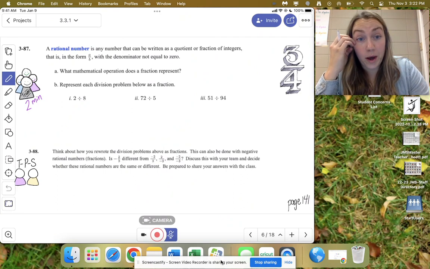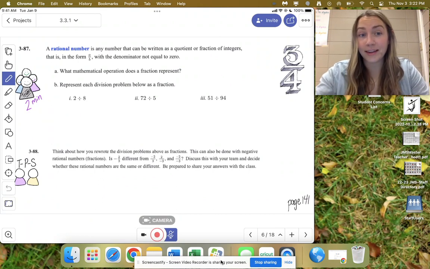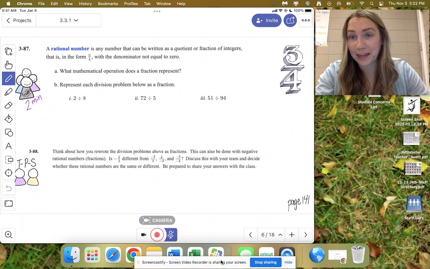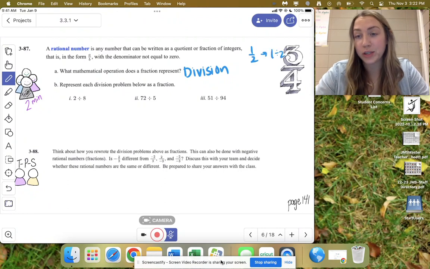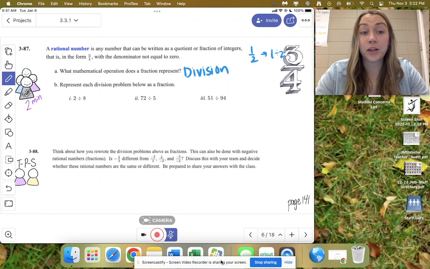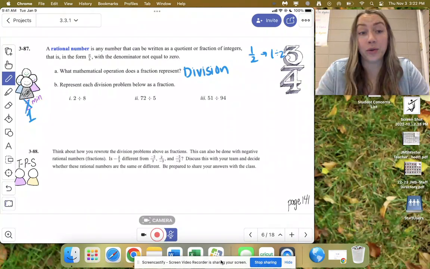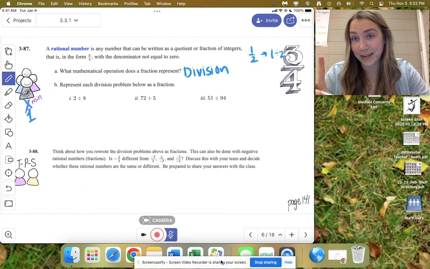It says, what mathematical operation does a fraction represent? So a fraction represents one mathematical operation. It's kind of given to you. What is it? Division. It represents division. We talked about taking fractions like 1/2 and changing it to a decimal. We take 1 divided by 2, right? That's what it is. So with your team, you don't even need 2 minutes. I'll give you 1 minute. Pause the video, and you are going to do these 3 problems, and all you're doing is just changing them to fractions. It says represent each division problem as a fraction. So pause the video, 1 minute. Go.